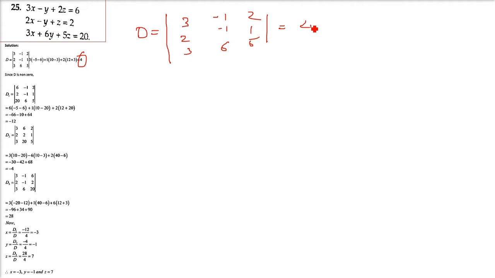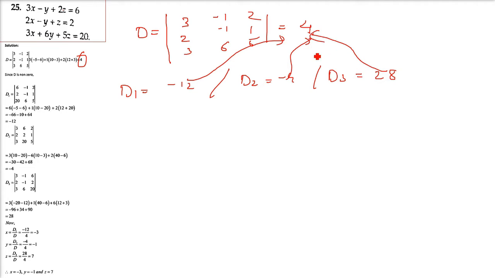And when we compute D1, the first column replaced by 6, 2, 20, it will be minus 12. D2, replacing minus 1, 6 by 6, 2, 20, will come as minus 4, and D3 will come as 28, when we replace 2, 1, 5 by 6, 2, 20. So when you divide these, x will be minus 3, y will be minus 1, and z will be 7. So this is x, y, z.